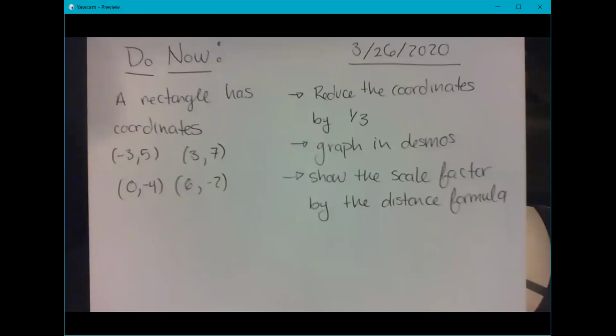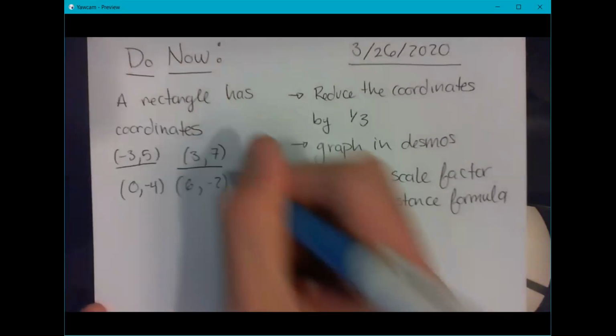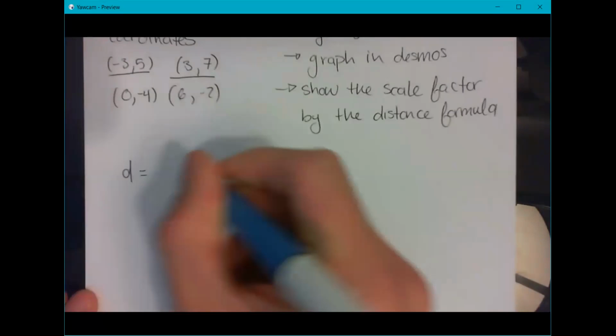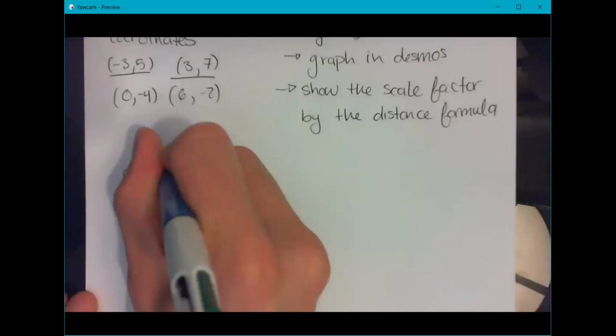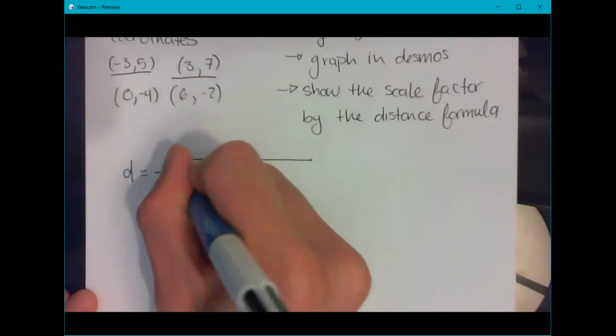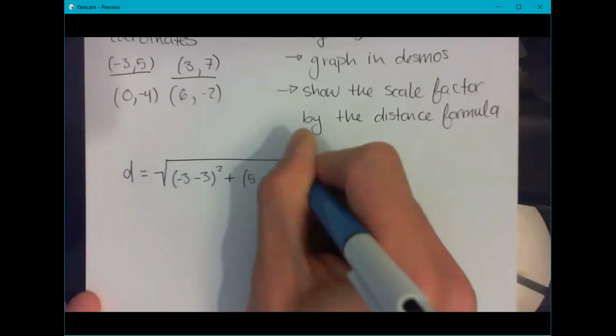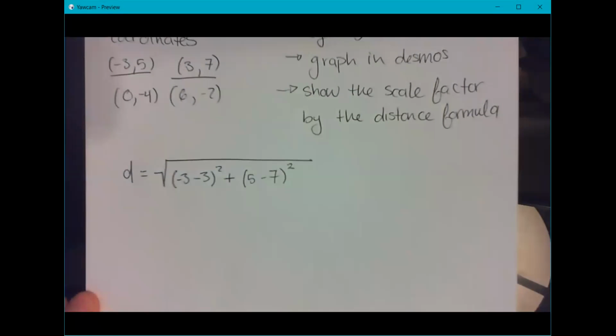Okay, so let's do the distance formula between these two first. So this distance is going to be equal to the square root of -3 minus 3 quantity squared plus quantity 5 minus 7 quantity squared. Is that okay? So it's x minus x plus y minus y squared. And now I'm going to square this. What is this number squared? 36.